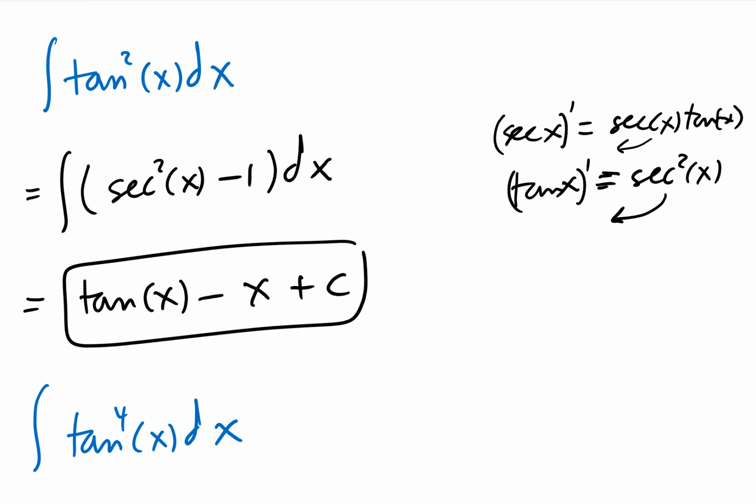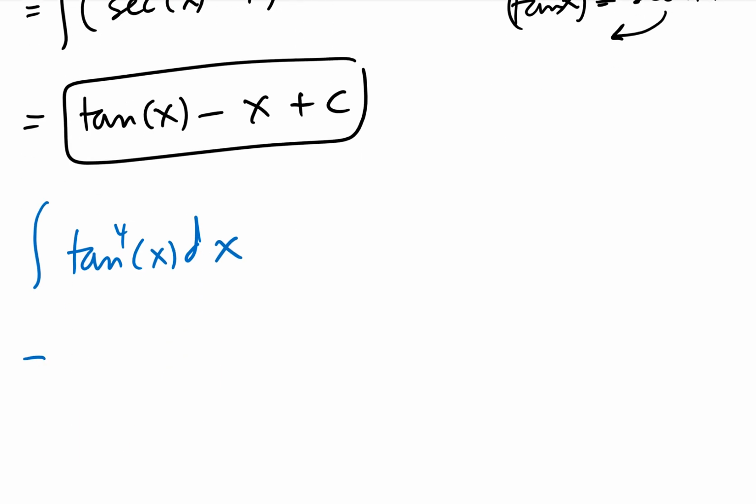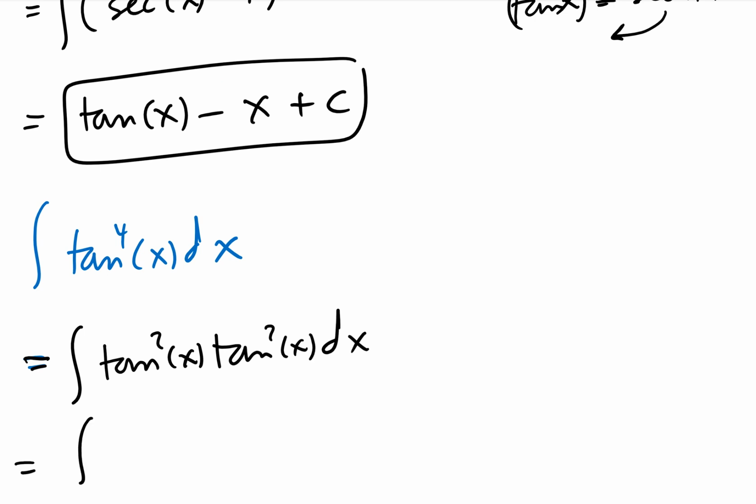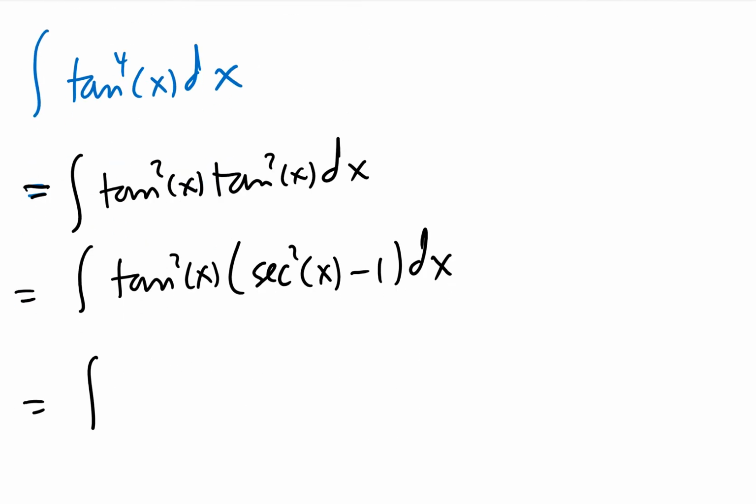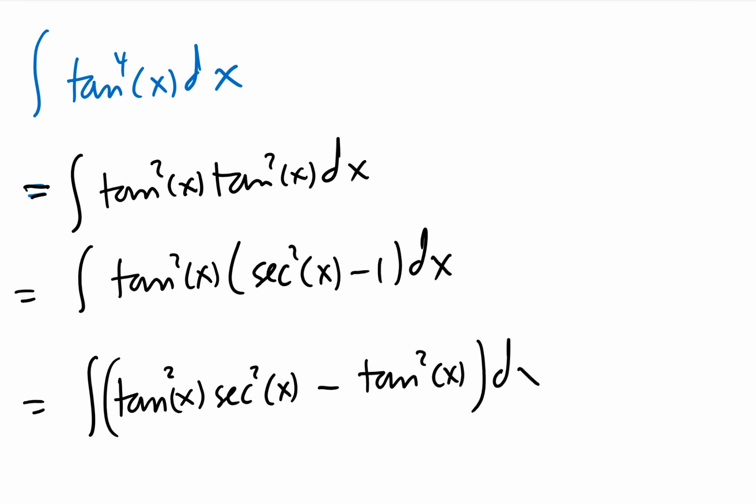How about to the 4th power? Tangent to the 4th, to me, I was like, again, there's no formula for that, but I can rewrite this as tangent square x times tangent square x. And remember how I change tangent square? I convert it into secant square minus 1. So then you multiply this out, minus tangent square x dx.